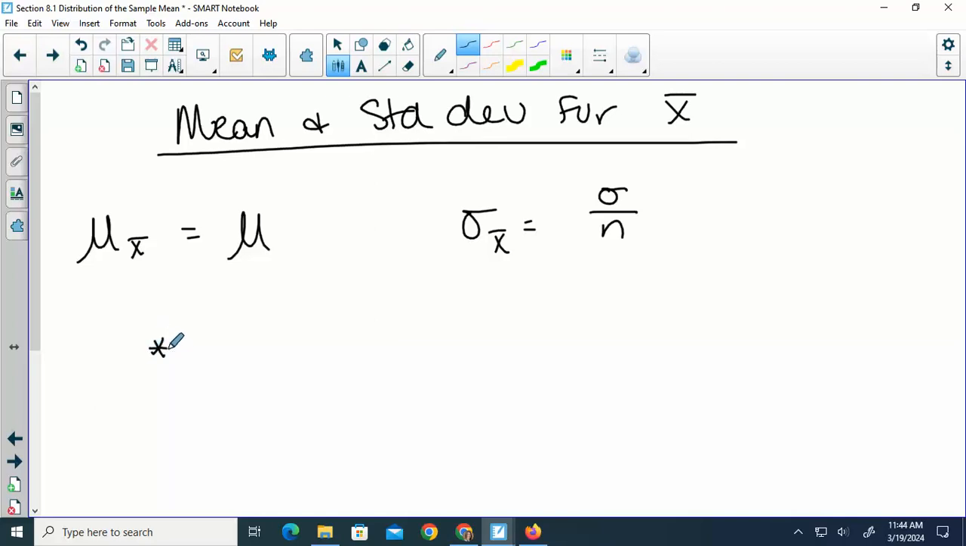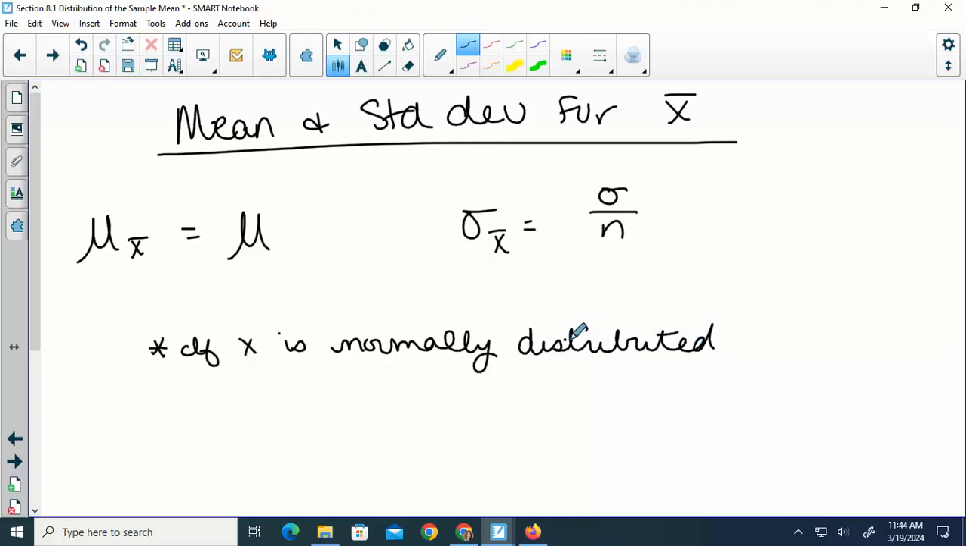And then if x is normally distributed, so is x bar. So if the original data is normal, then the sample means will be normal as well. And why is normal good? How can we find probabilities?